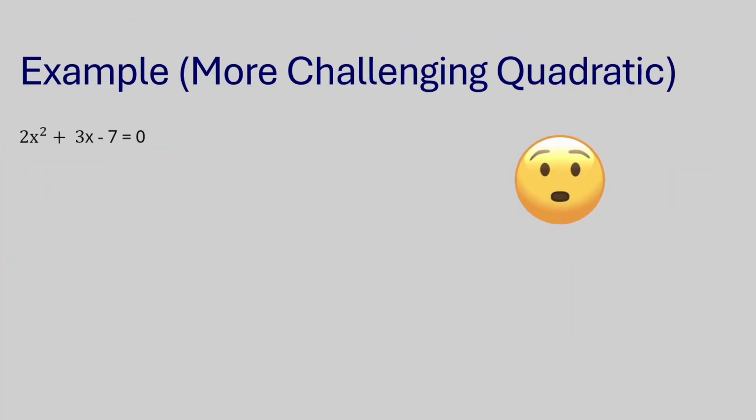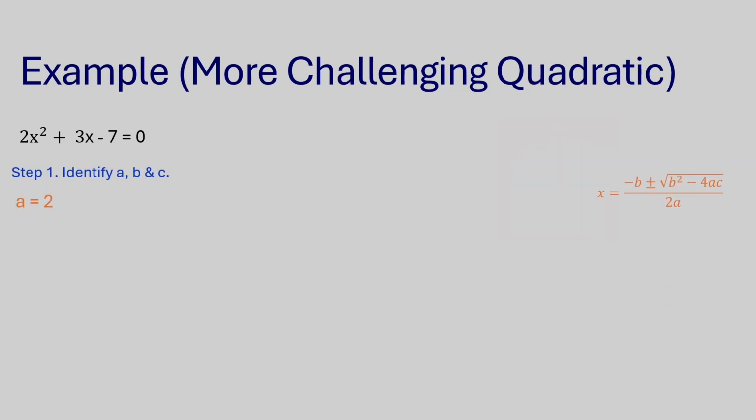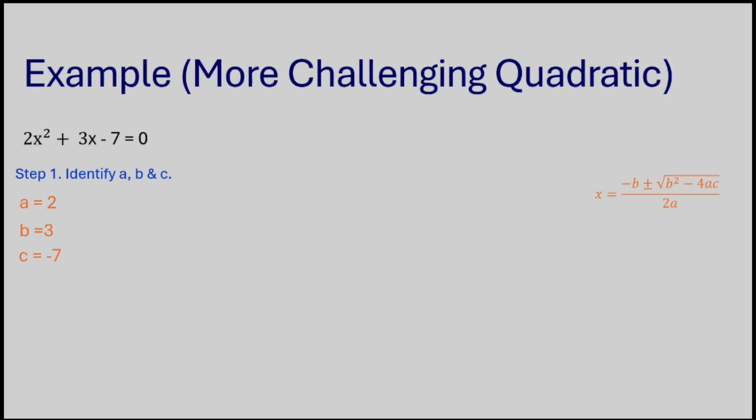This is a more challenging quadratic. We're going to be solving 2x squared plus 3x minus 7 is equal to 0. We're going to be finding the x value. Once again, let's go through the steps. So step 1, we're going to identify a, b, and c.